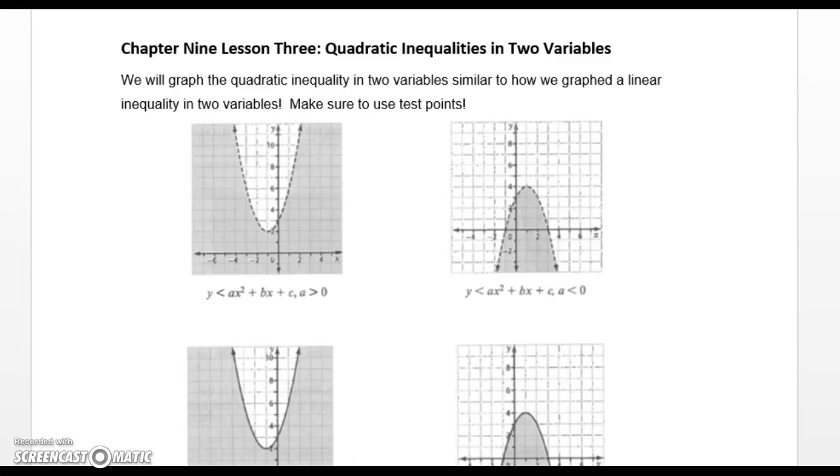So we're going to take the same kind of approach to graphing quadratic inequalities as we did with the linear inequalities. So we're going to graph the equation as if it were just a regular equation, and then the inequality will tell us whether or not we're using a dashed line or a solid line, and then we'll also use a test point to determine which side of the graph we're going to shade.